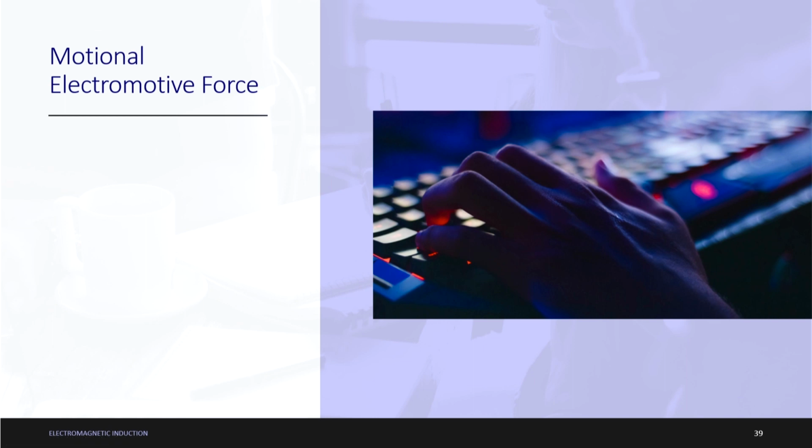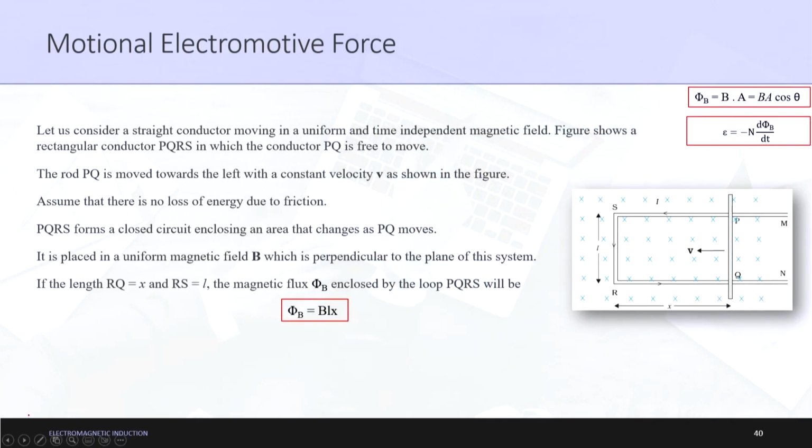Now, let us move to the next concept, that is motional electromotive force. What is this motional electromotive force? I will explain it clearly to you. First of all, I will try to explain what is the figure here. So, in this figure, please try to recollect everything.